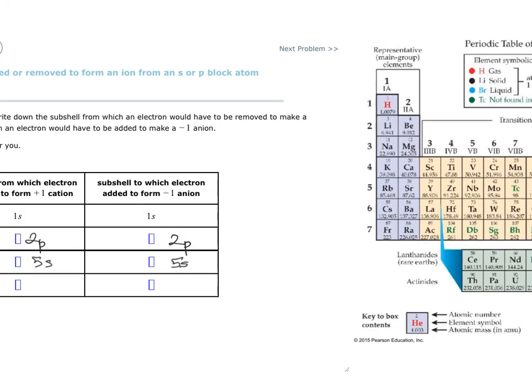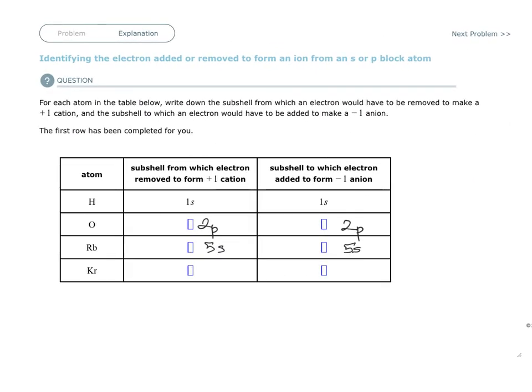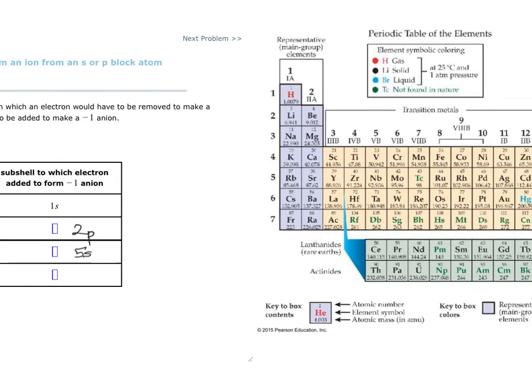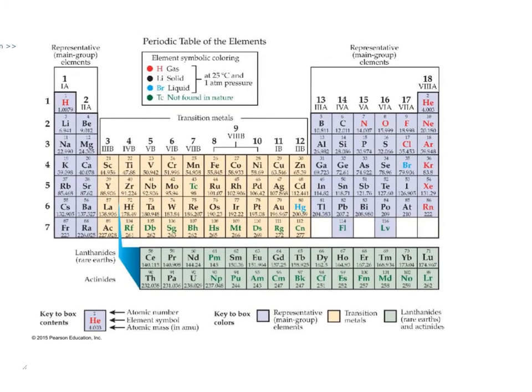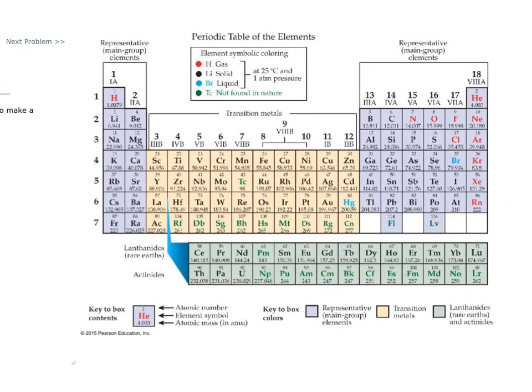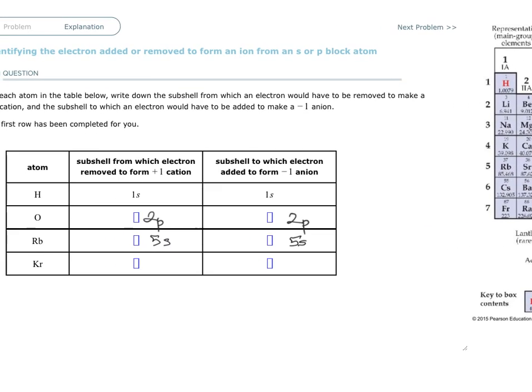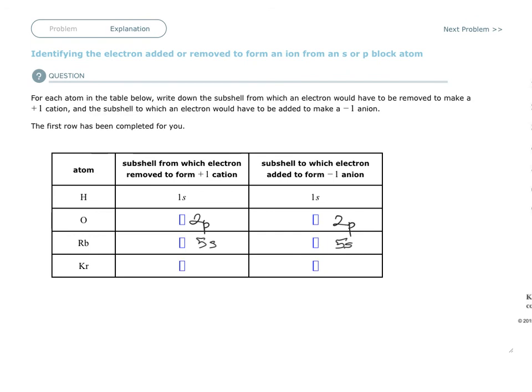That was the only tricky one that I see. Krypton is in the 4p, and then if you add one it goes to the 5s. So the first one will be 4p. And then if you add one, 4p is already full, so you have to go to the next one, 5s. Pretty easy, I think.